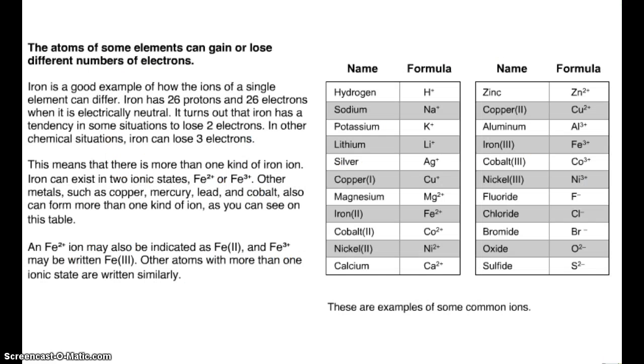But when you get in the middle, it's messy. You can have multiple choices. Other metals such as copper, mercury, lead, and cobalt also can form more than one kind of ion, as you can see in this table.